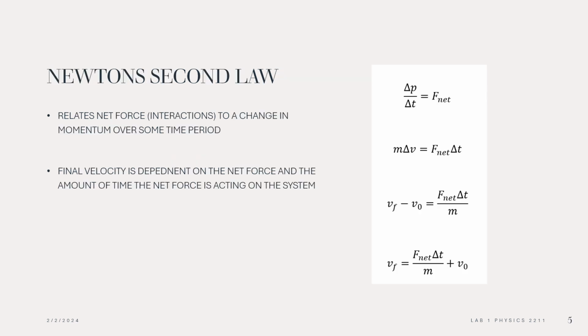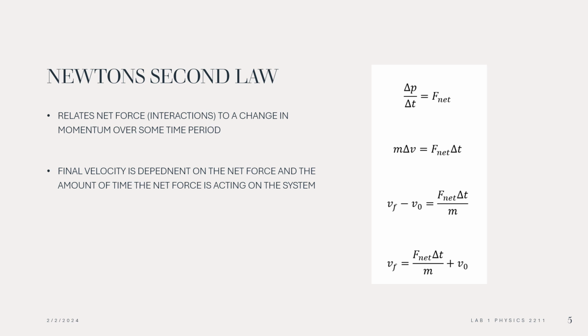Because that's what we want to know. We use Newton's second law for that. It relates net force, or interaction, to a change in momentum over some time period. That's what delta P, or change in momentum, means. Delta T, of course, is our change in time, and that's going to be equal to the sum of our net forces on the system.